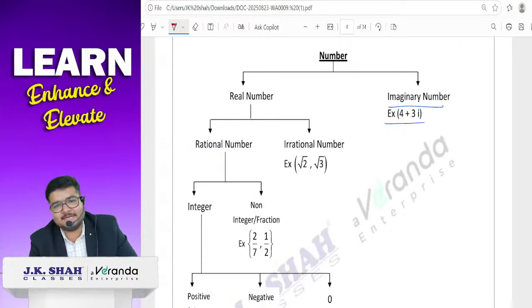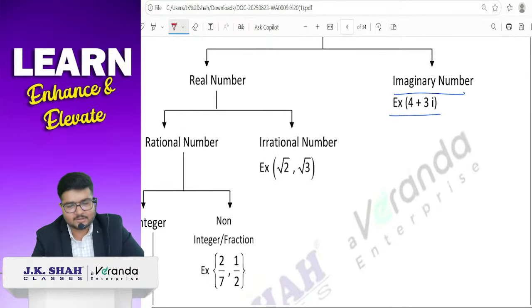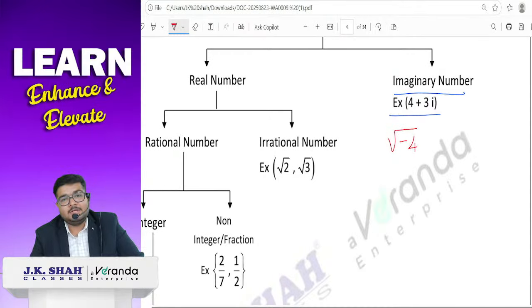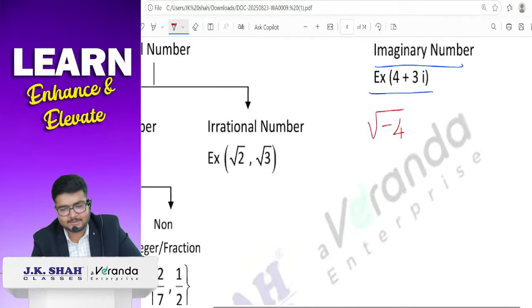They do not exist in reality, they only exist in our imagination, and that is why they are called imaginary numbers. For example, one of the examples of imaginary number is root negative 4. Now how can you identify an imaginary number? Any number which has a square root, and in that square root there is a negative number. Any negative number inside the square root is always an imaginary number. Understood this? Now let us take an example, root negative 4.